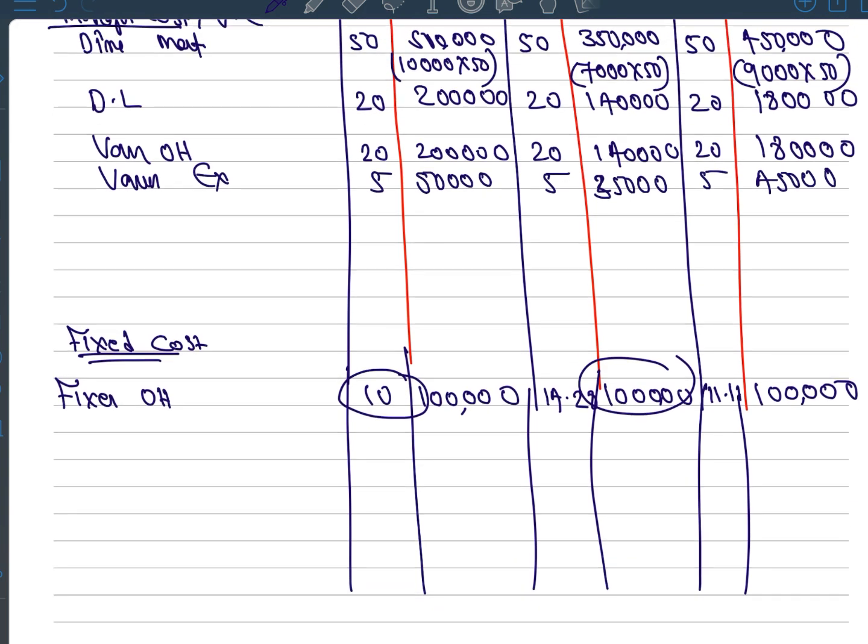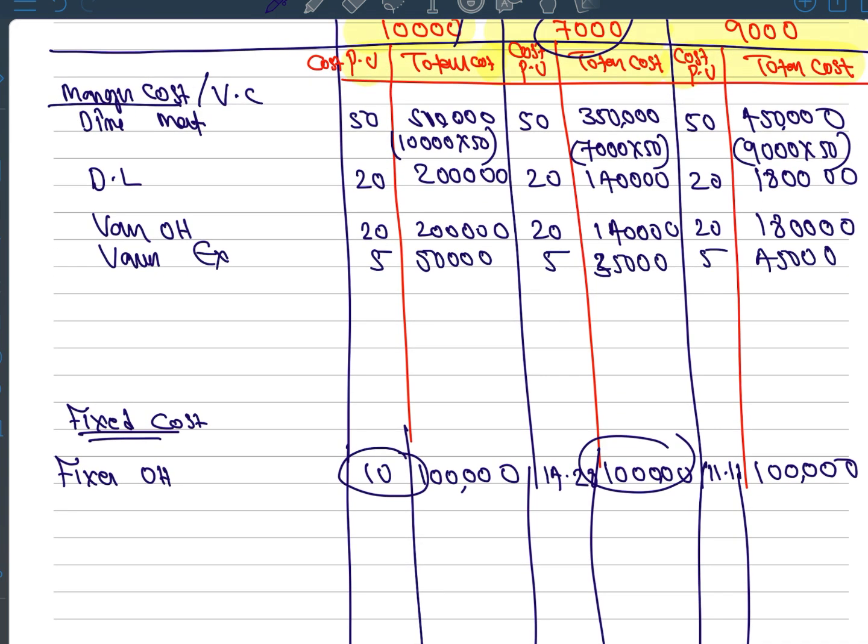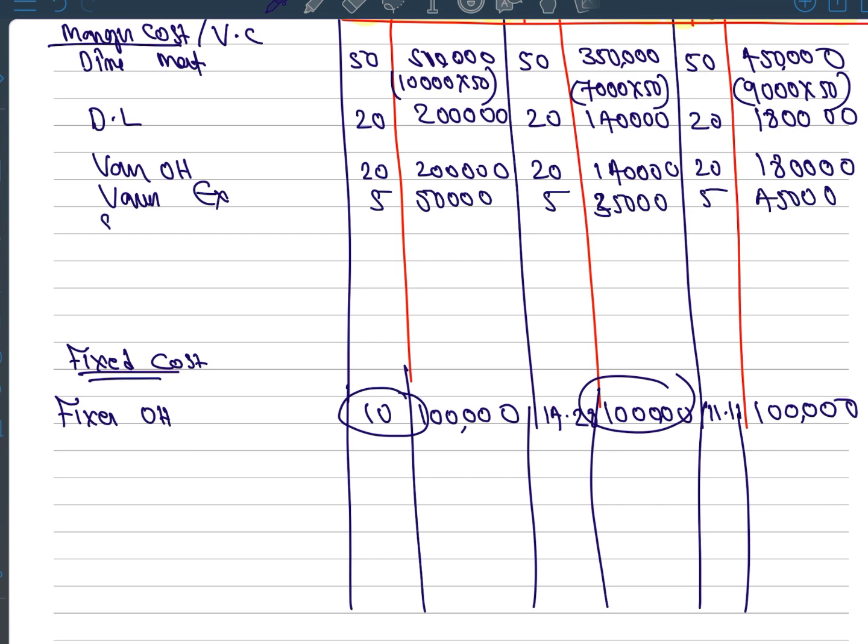The next, selling expense. In case of selling expense, there is 10% fixed cost, which means 90% is variable cost. So selling expense. What is the amount of selling expense? 10. Okay.